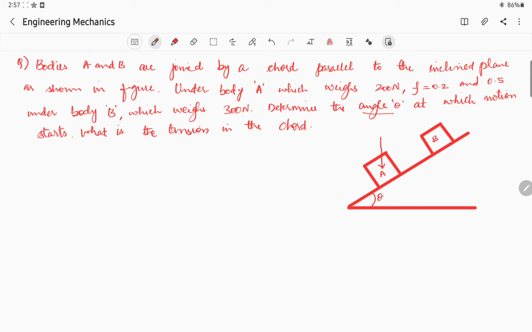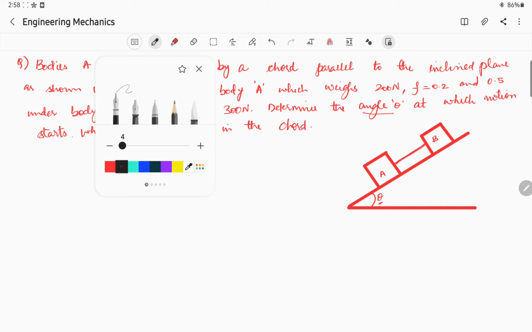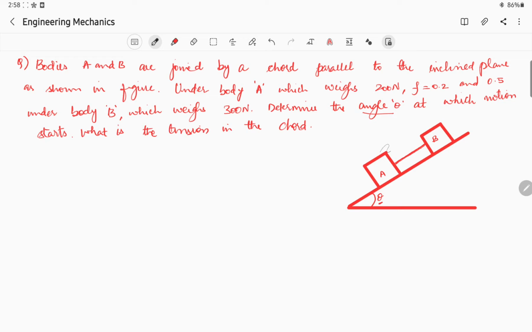Okay, and till here the question is given to us, and these two are connected by a cord. And he is asking us to calculate at which angle the entire motion should start. We need to calculate this theta at which the motion should start. So whatever I am drawing further with black pen, after the question, is the solution.